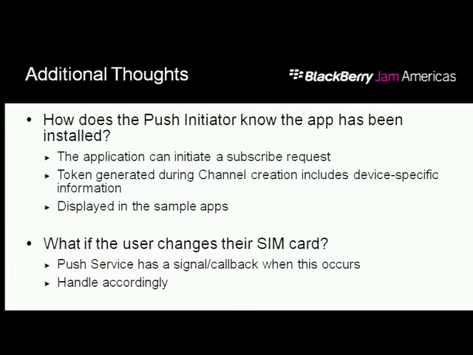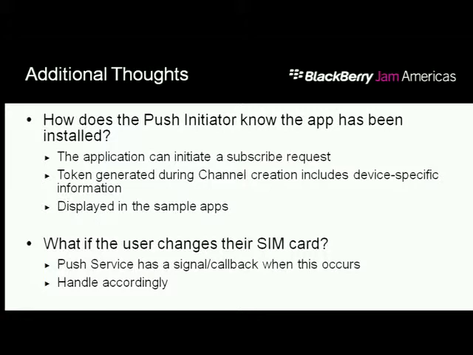So yeah, the token generated during the channel creation does include device-specific information. That's why I had that device identifying information checked off in the permissions section. And then if you look at the sample application, it's going to show you both of those things. It's going to show you how to subscribe, and how to use that token and properly send that to the server side. So it is tailored to work with the Push Service SDK, which is a server-side sample that we have for download. But you can always take a look at that and modify it for your own means.